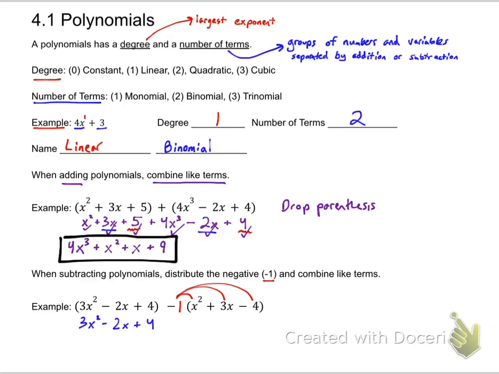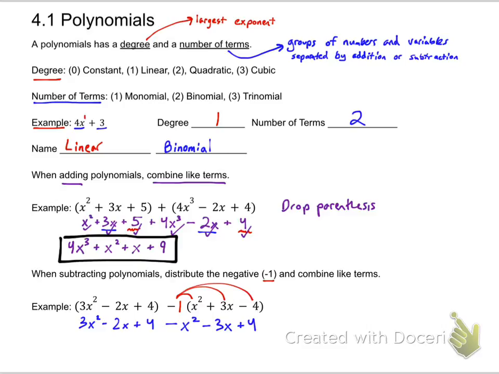Notice that you distribute the negative, so let's rewrite the first part without the parentheses. And we get negative 1x squared, in other words, negative x squared. Negative 3x, and negative 1 times negative 4 is positive 4.